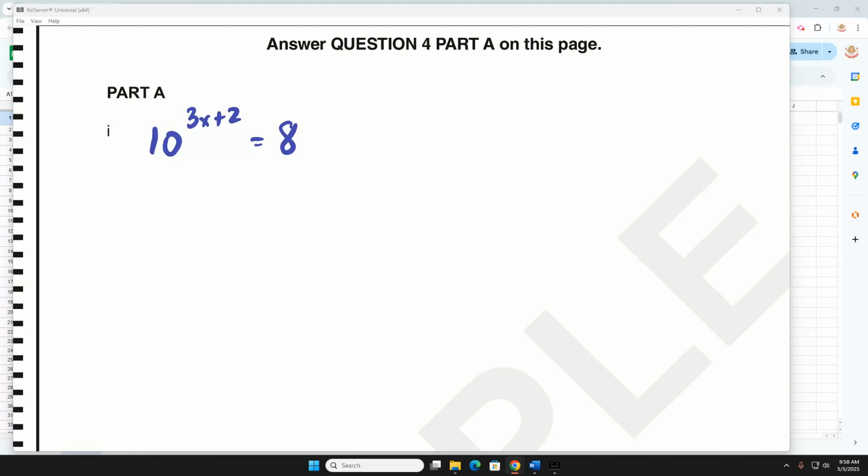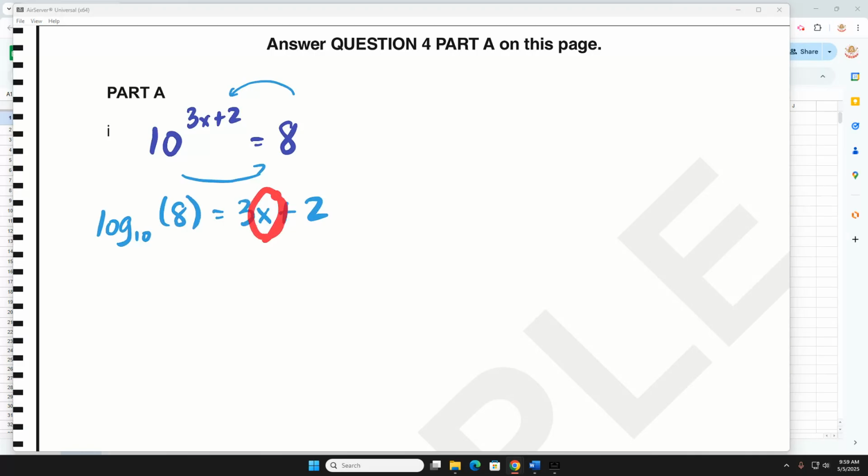So in this case, we're going to change this to logarithmic form. So it's going to be log base 10 of 8 is equal to 3x plus 2. Now, is it possible without a calculator for us to figure out what log base 10 of 8 is? No, then they don't expect you to. Also, with a base 10, you technically don't have to write a base. It's not wrong if you do, but you don't have to.